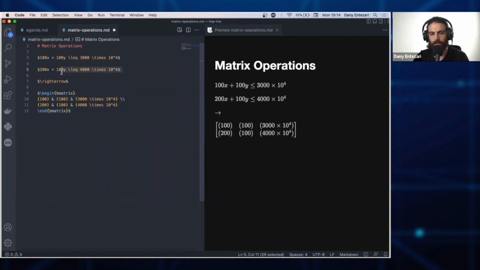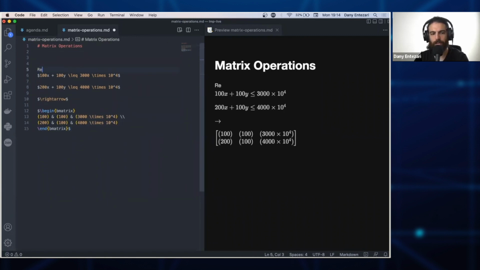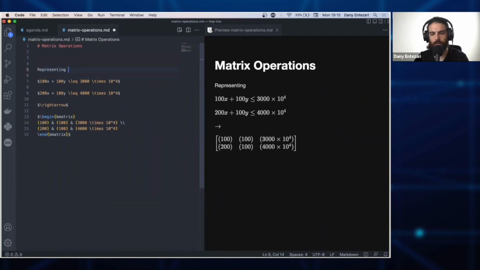So this is representing inequalities, or even equations for that matter. It doesn't really matter. With or in a system of equations, in a matrix.